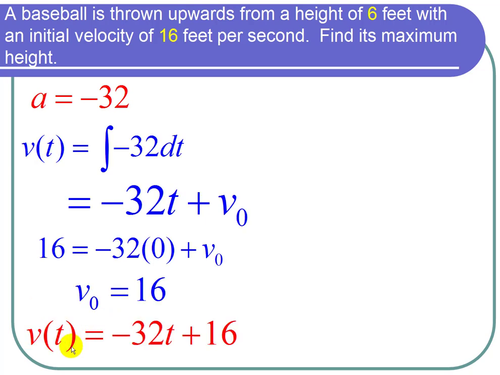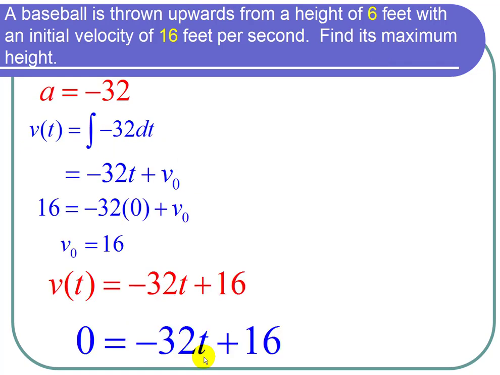32t plus 16. I want the maximum height, and a maximum happens when the derivative of the position is 0. Now the derivative of the position function is the velocity function. So I set that equal to 0 and solve. And if 0 equals negative 32t plus 16, then I subtract 16 on both sides and divide by negative 32 to get t equals 0.5.